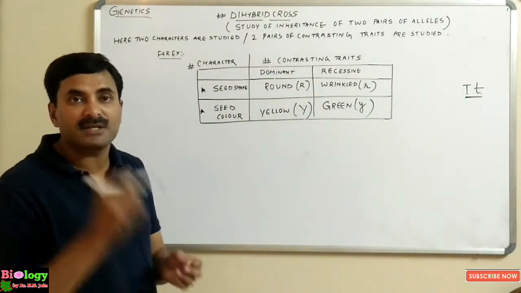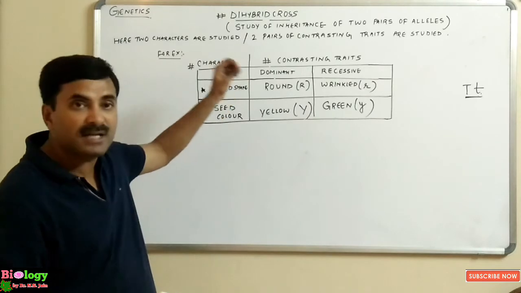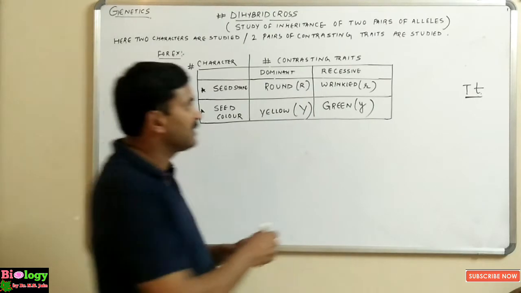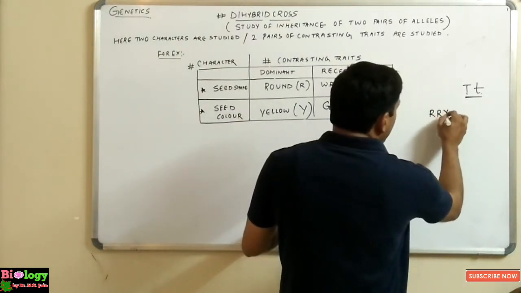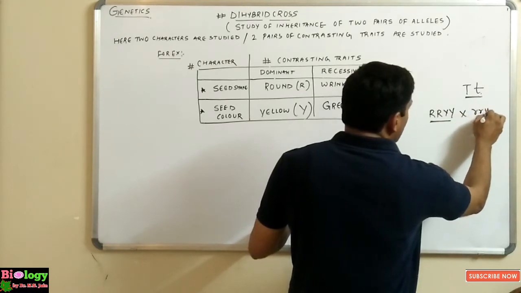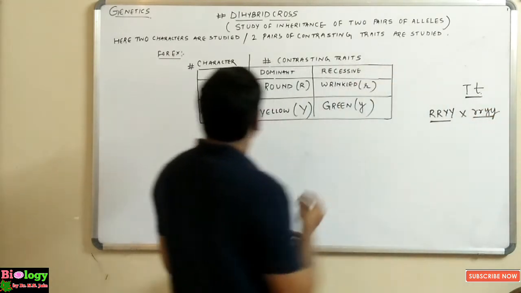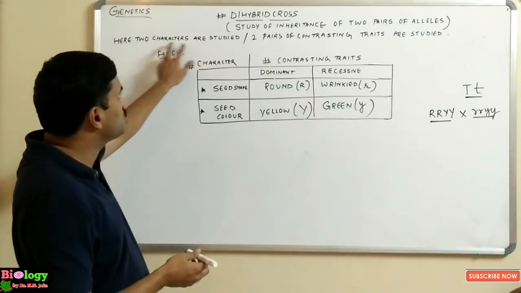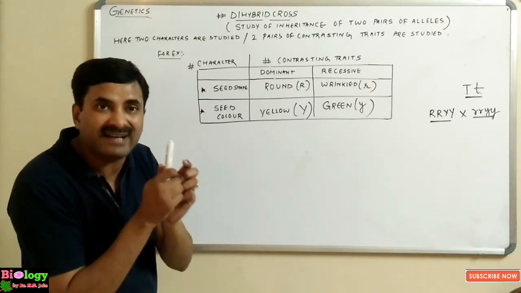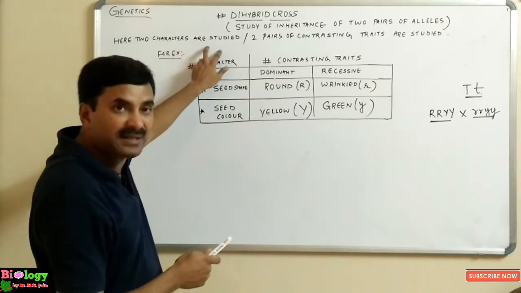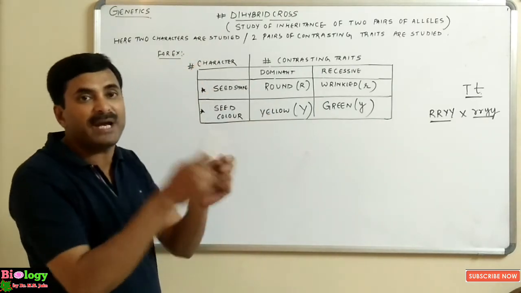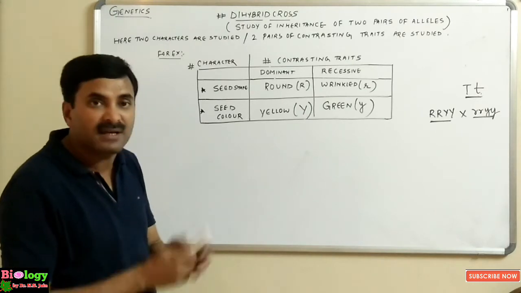As the name indicates, di means two, so here we will be studying the inheritance of two pairs of alleles, say capital R, capital Y, and small r, small y. So here we are studying two characters. In monohybrid cross, we studied one character at a time. Here we are studying two characters at a time, or two pairs of contrasting characters at a time.